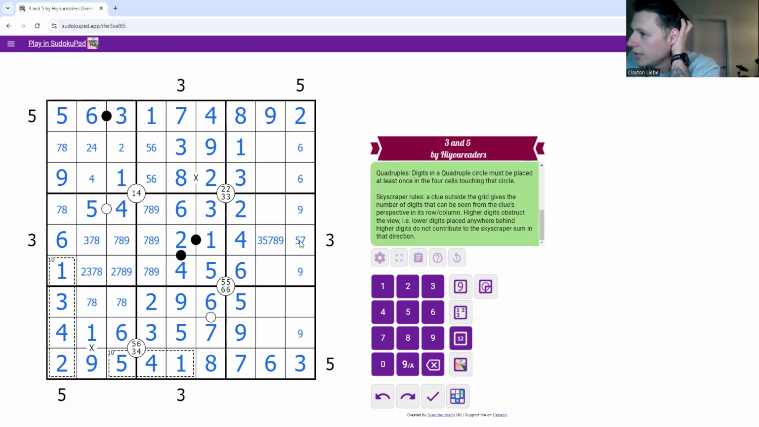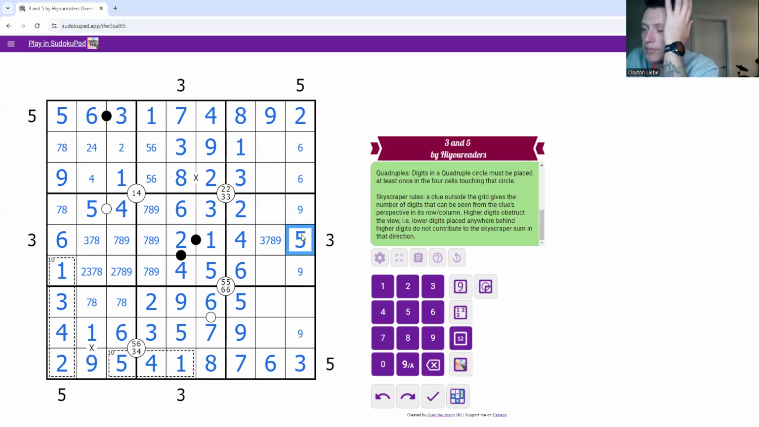For this to be 7, well, let me think. 7, 9, 8. Barely. No, it couldn't be a 7, could it? If this is a 7, we need to get to 7 digits that are higher. If this is a 7, this would have to be 8. This would have to be 9. Yeah, no, it doesn't work. These two clues fight with each other too much for that to work. That has to be a 5.